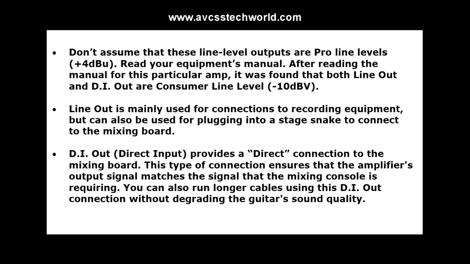Don't assume that these line level outputs are professional +4 dBu line levels. Read the equipment's manual. After reading the manual for this particular amplifier, it was found that both line out and DI out are consumer line level, which is -10 dBV. Line out on this amplifier is mainly used for connections to recording equipment, but can also be used for plugging into a stage snake to connect to the mixing board.